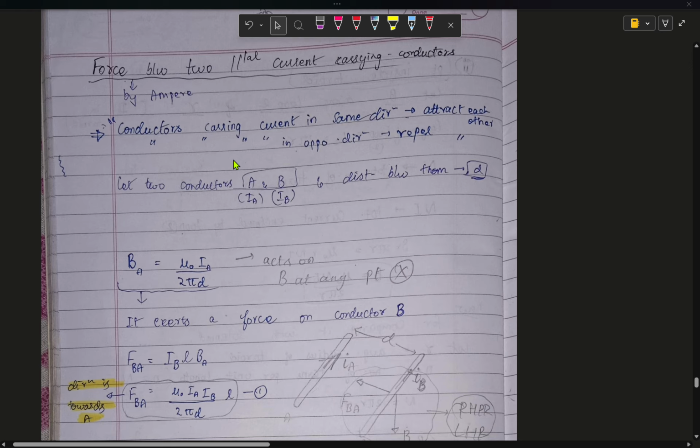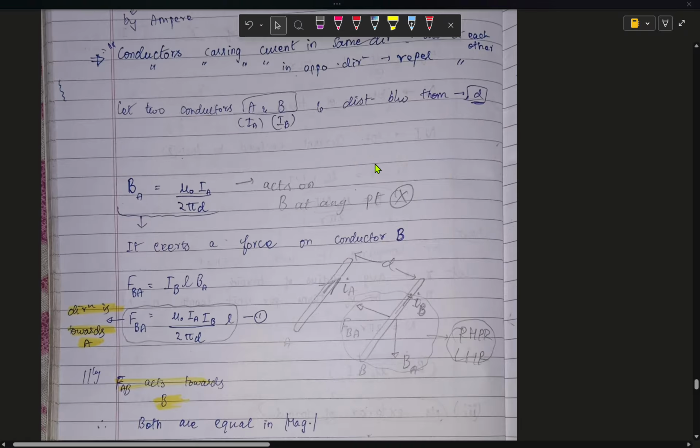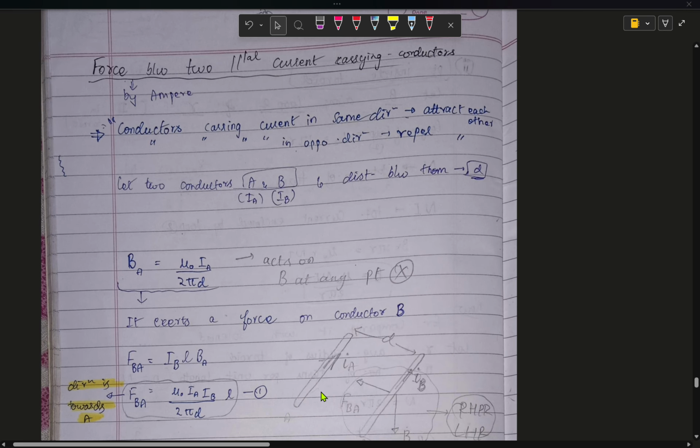Conductors carrying current in the same direction attract. One more thing to remember: if both conductors have current flowing in the same direction, they attract each other. Just remember they are running in the same manner, so they will attract each other. If the current is in the opposite direction, one running this way and one running that way, there is no attraction, only repulsion takes place, so they repel each other.